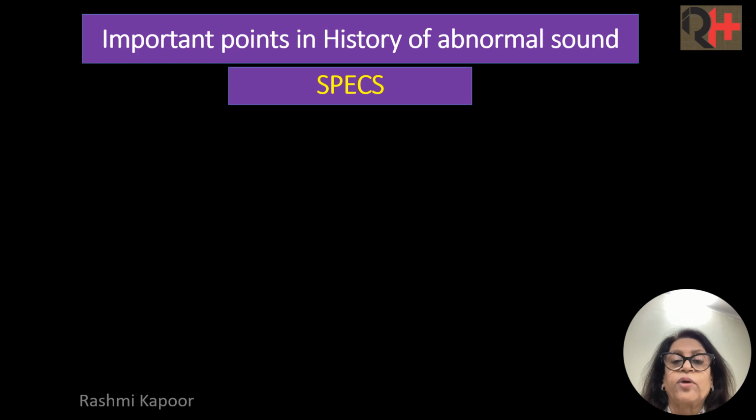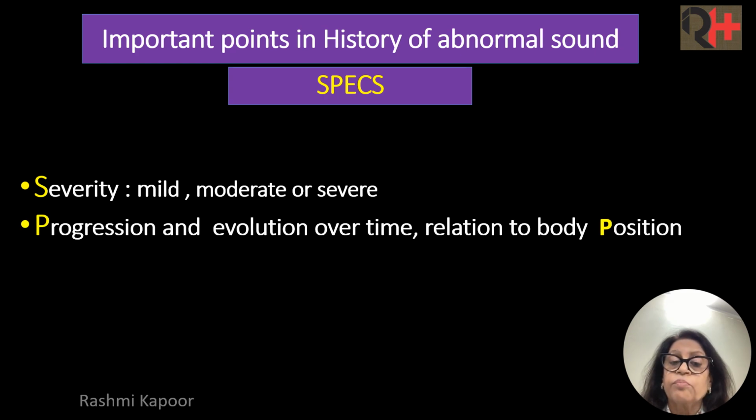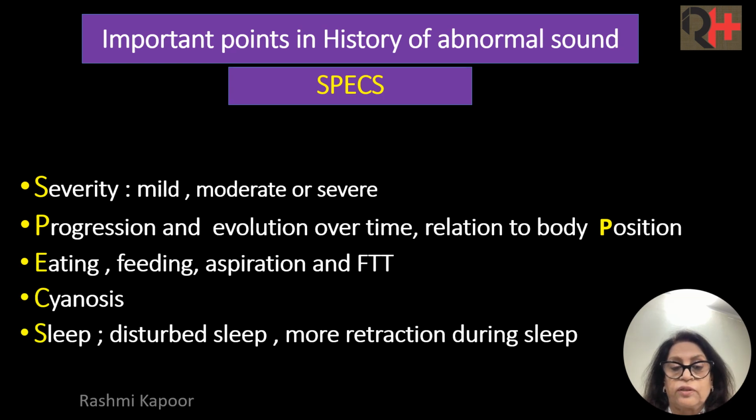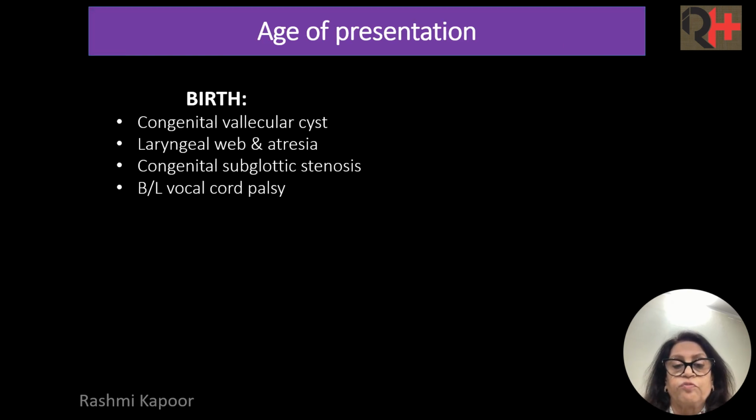Now, what are the important points in history when you hear the abnormal sounds? Just remember the mnemonic SPECS: severity, whether it is mild, moderate, or severe; progression, as to how there has been the evolution over time of the sound; what is the relation to the body position; how is the sound related to eating and feeding, is there aspiration and failure to thrive; is there cyanosis associated with the sound; and if the sleep is disturbed or retractions are increased during sleep; and what is the age of presentation.